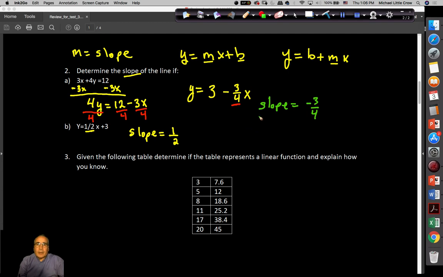Getting it into y equals mx plus b. Now, again, you could have written this, and it would be exactly the same thing as y equals negative 3/4 x plus 3. Exactly the same meaning, same slope. Okay, that's number 2 for us.